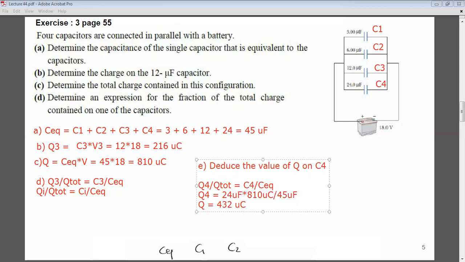Okay, so when it's in parallel, you have to remember this formula. We will be using it in the last question. When they are in series, I don't care because the charge is the same across all the capacitors. But when they are in parallel, then I have to remember this formula.